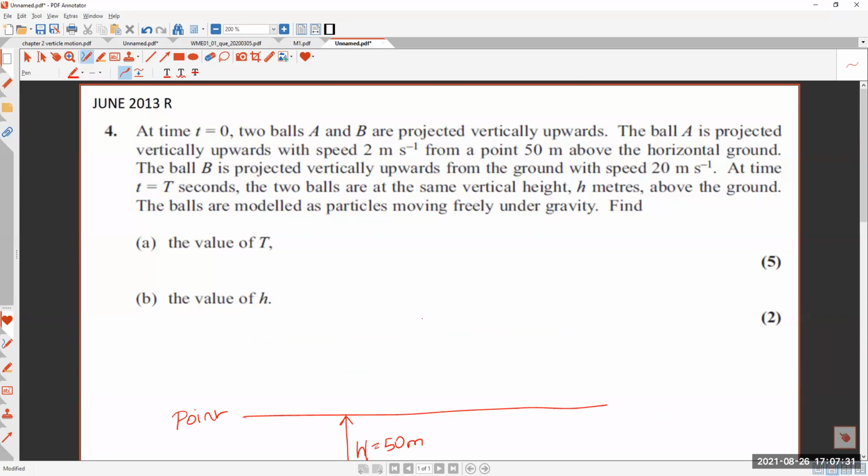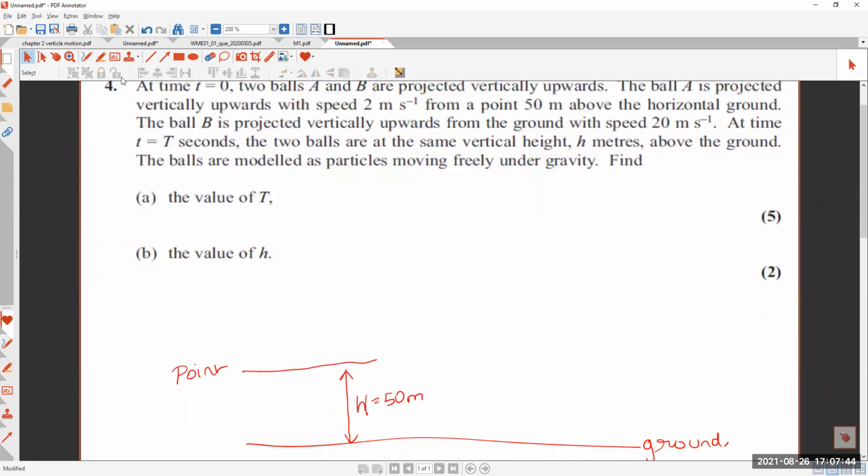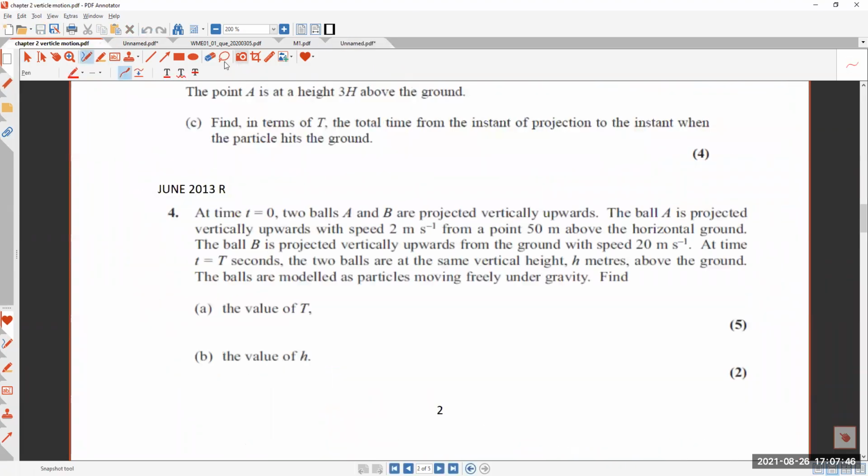Now ball B is projected vertically from the ground. So one of them is projected 50 meters above the ground and another one is projected from the ground itself.